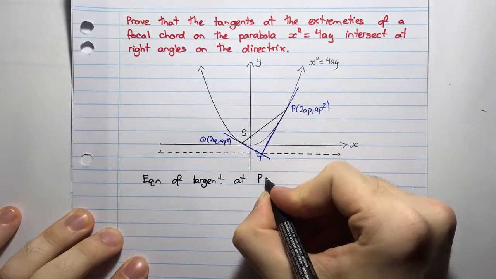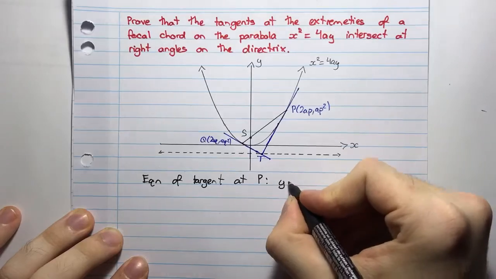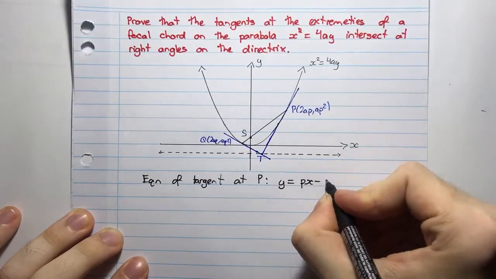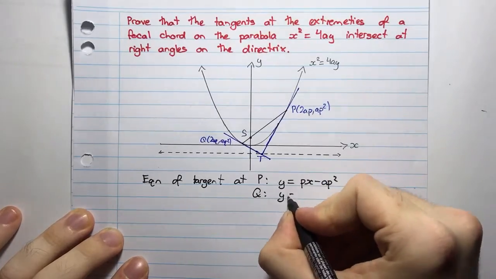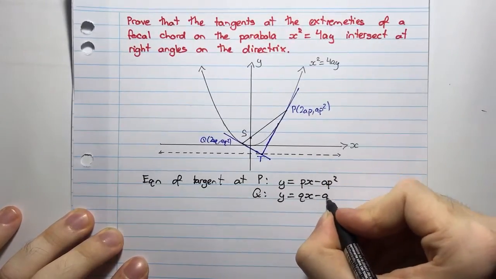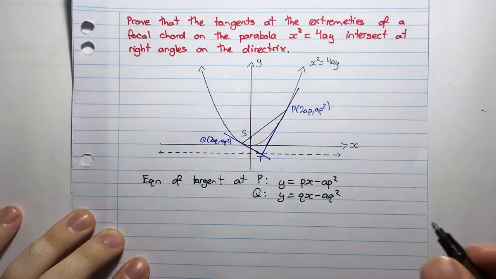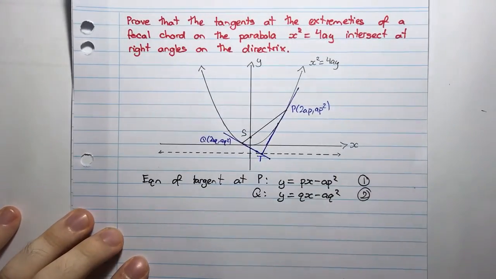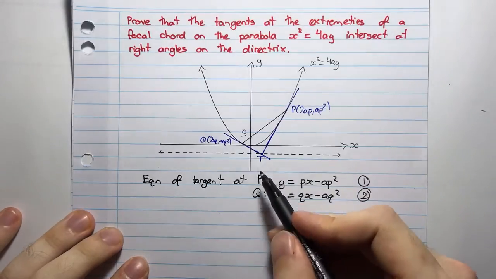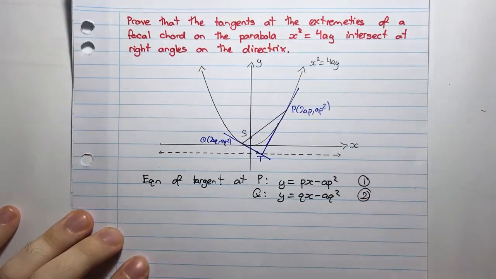The equation of the tangent at P is y equals px minus ap squared, and similarly at Q, it's qx minus aq squared. If you're not confident with that, go back and have a look at the video. So let's call this 1 and 2. Now I want to find the point T. T is where these two lines intersect, so I need to solve them simultaneously.